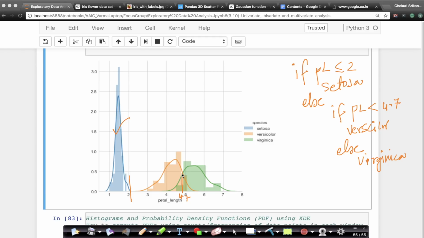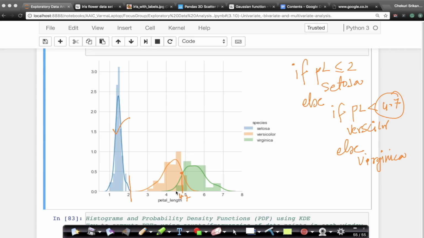Since I've chosen the intersection of both of these probability density functions, this intersection point, as my threshold, this is my threshold that I've chosen, right? 4.7. You might ask, why did you choose 4.7? Why not 4, or why not 5, or why not some other number? Because we know that whenever we find, so let's take this example. The reason I chose 4.7 and not 5 is as follows.